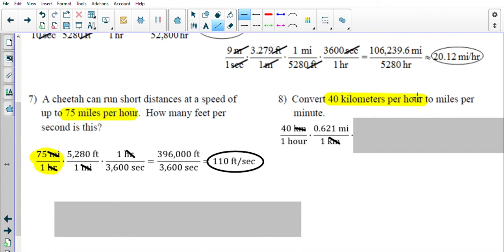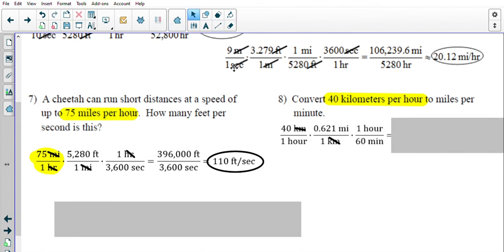We want to convert hours to minutes. We know, of course, there's 60 minutes in an hour. 1 hour on the top, 60 minutes on the bottom. Cross off our hours. We're going to end up with miles per minute, which is exactly what we want here.